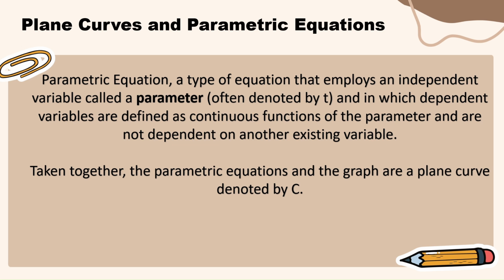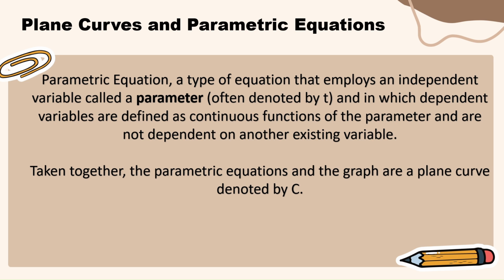Basically, parametric equation is just a type of equation that employs an independent variable called the parameter. And that parameter is often denoted by the letter t, or it's a function of time, in which dependent variables are defined as continuous functions of the parameter and are not dependent on other existing variables.